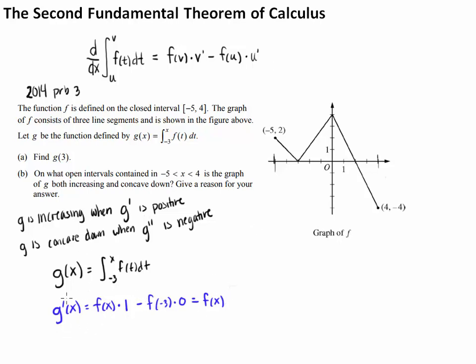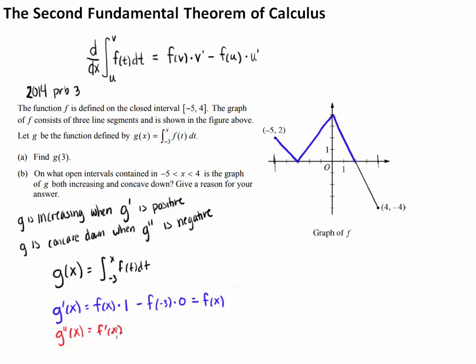While we're at it, let's take the second derivative. So g double prime of x is going to be equal to the derivative of f, so f prime of x. All right, so now we want to know, when is g prime positive? Well, g prime will be positive anytime that f is positive. So g prime is positive anytime our graph of f is above the x-axis, which happens here, here, and here. So from -5 to 2, excluding -3 and kind of excluding 2 as well, our graph is positive. There's 0 at that place, right?